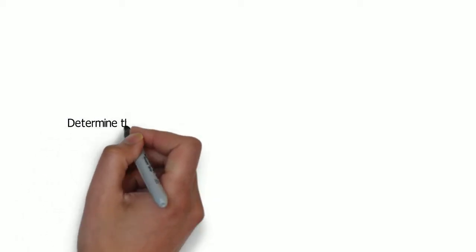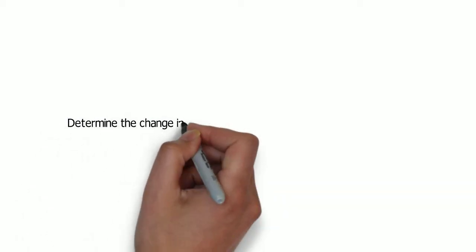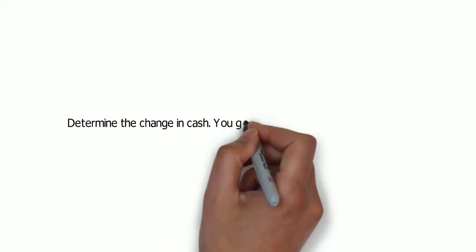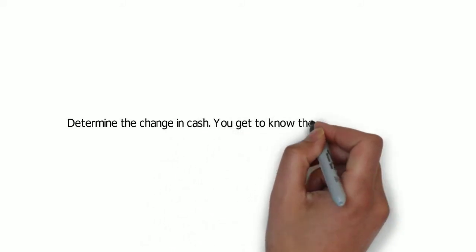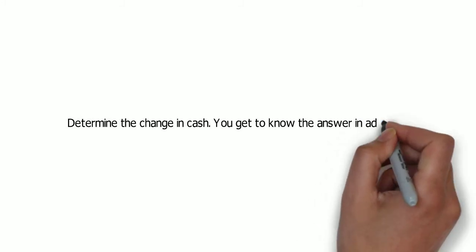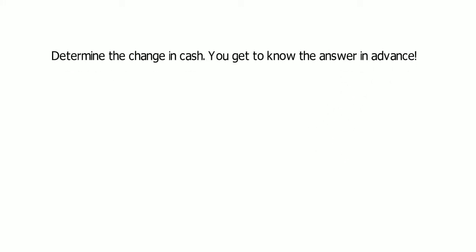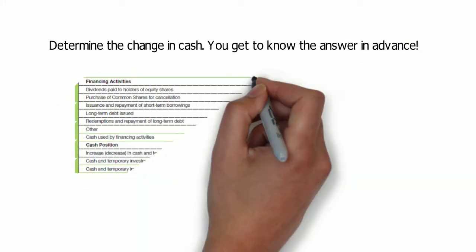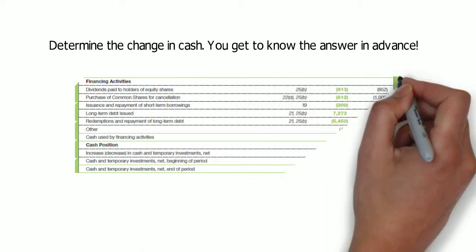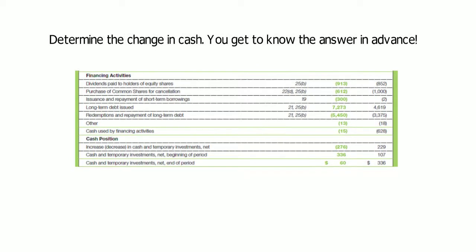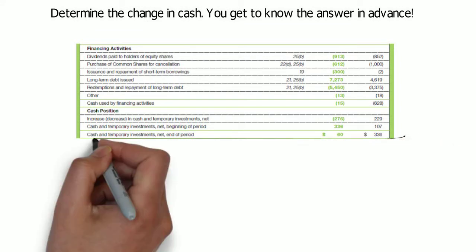Now that we've overviewed the statement of cash flows so you know what's involved, I'm going to spend some time talking about creating an indirect cash flow statement. The first step is to determine the change in cash. Take the starting cash and subtract the ending cash and basically determine what the change in cash has been. So that's step one, and that's a great start because you get to know the answer in advance.